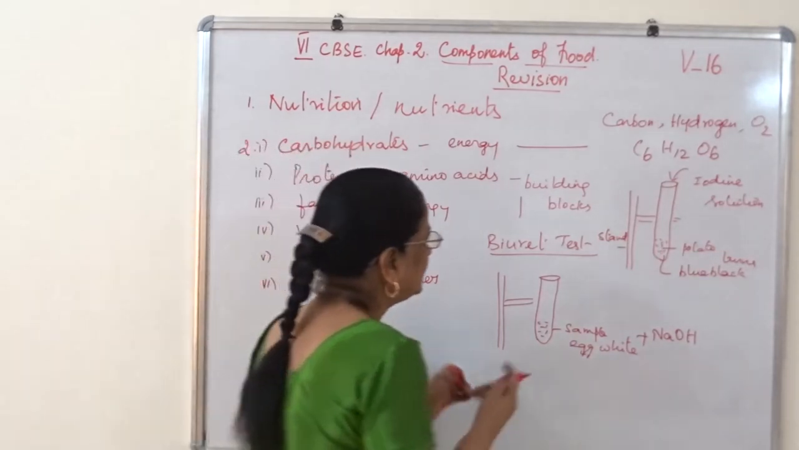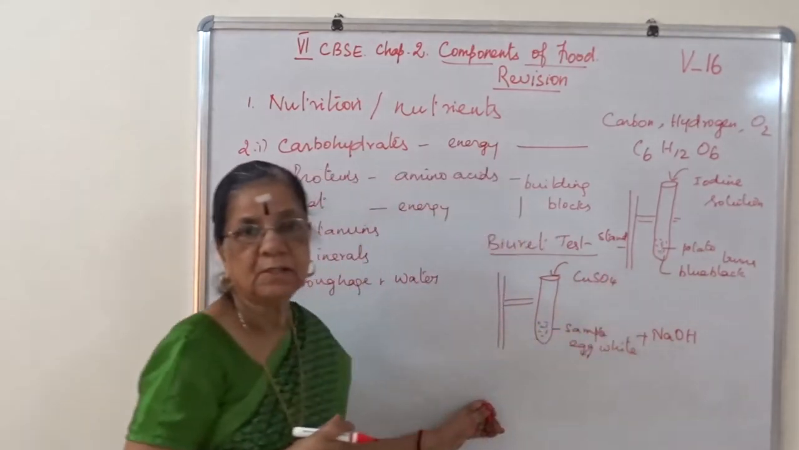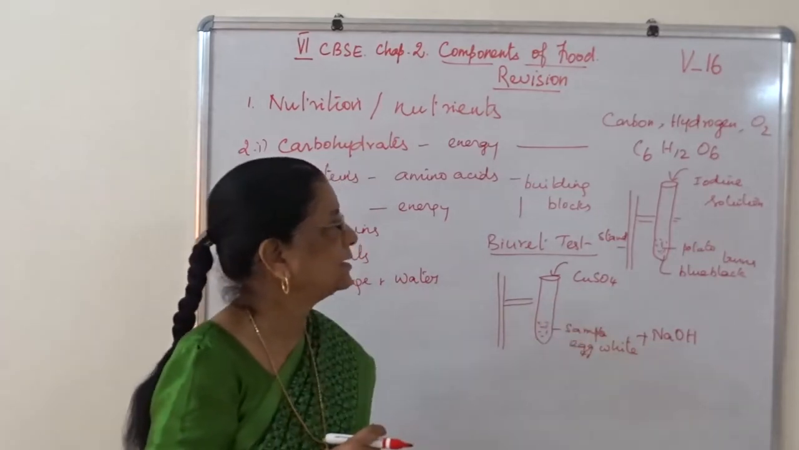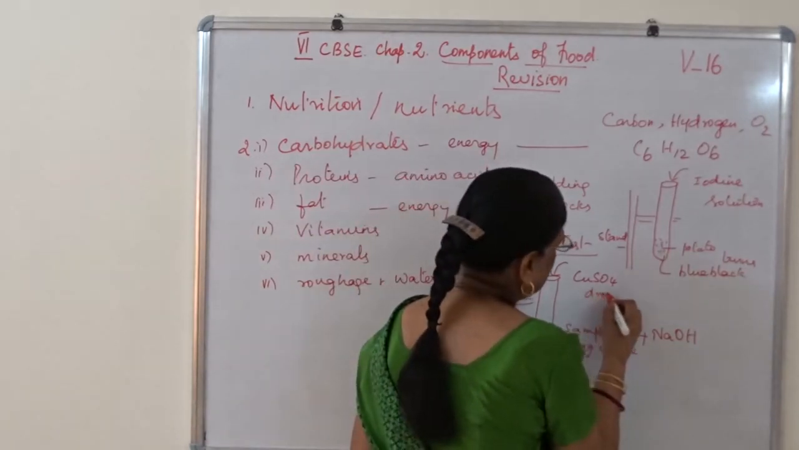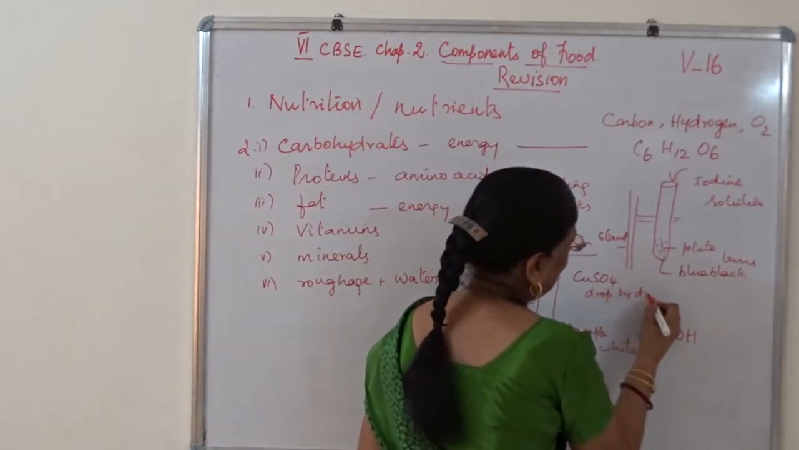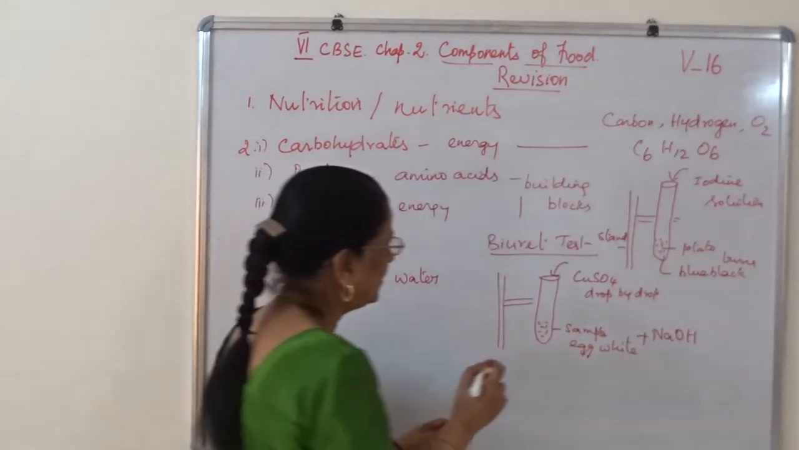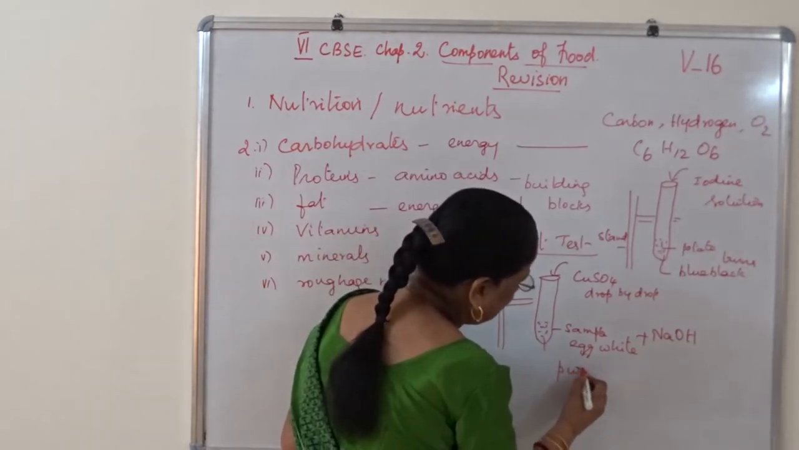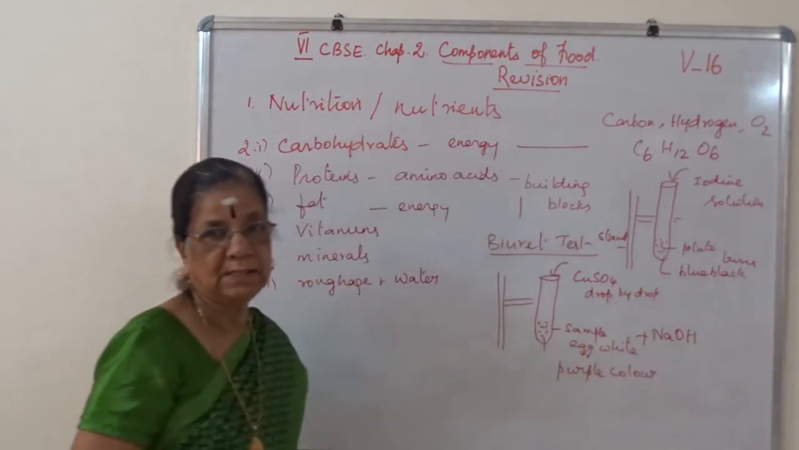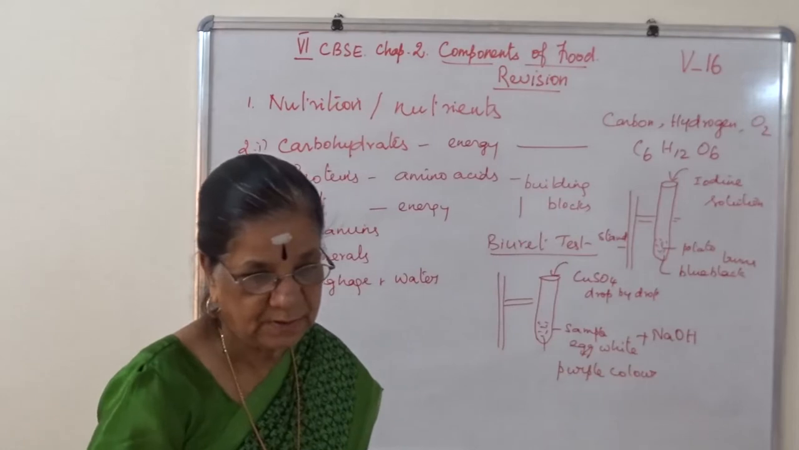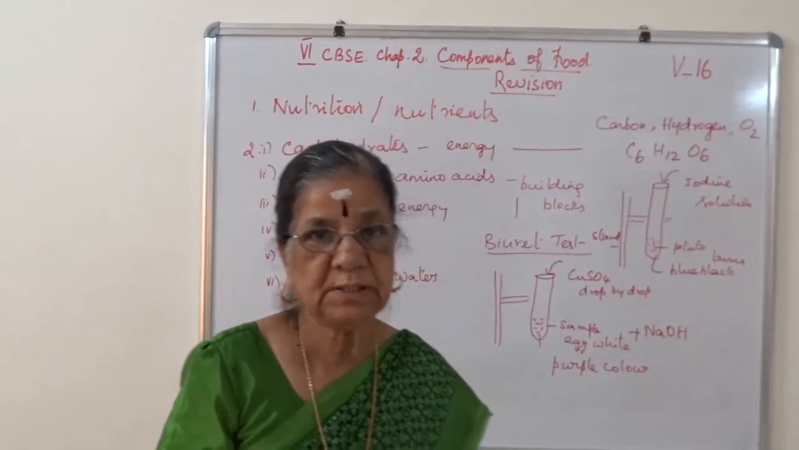Then you add copper sulfate. We add copper sulfate drop by drop. If the sample contains protein, it turns purple in color. We will get a purple color. I hope you understand. So this is the biuret test for protein.